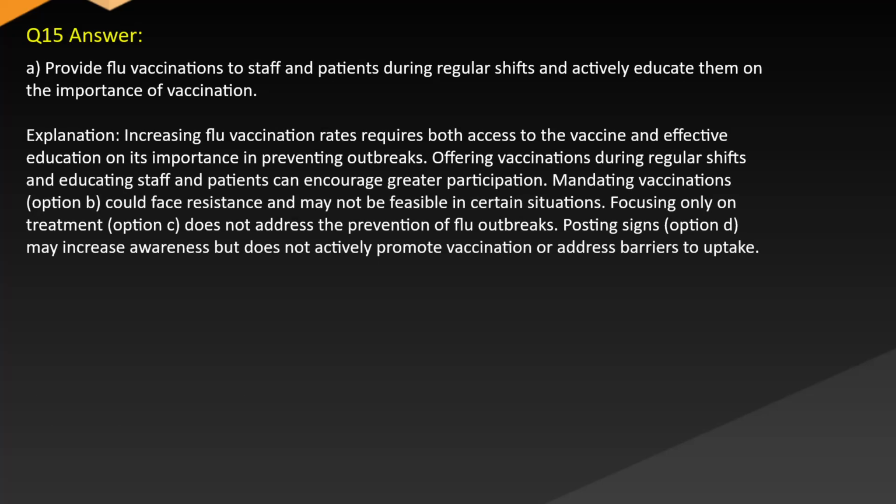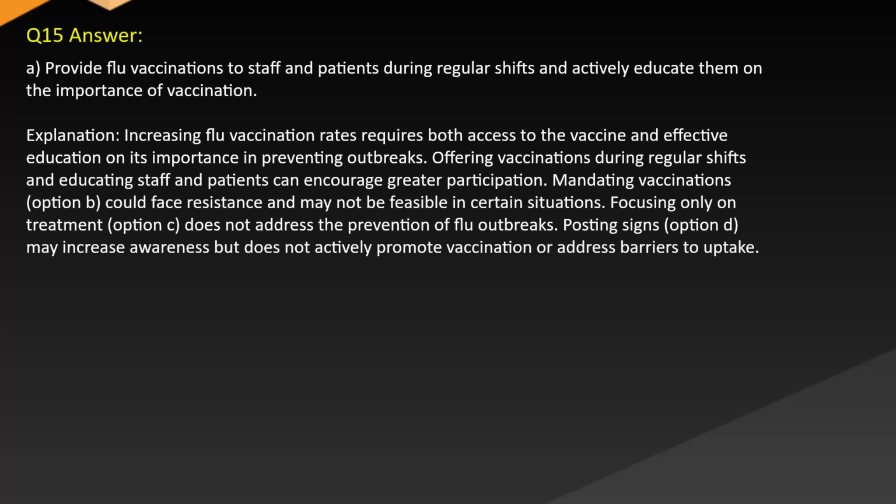Answer: A. Provide flu vaccinations to staff and patients during regular shifts and actively educate them on the importance of vaccination. Explanation: Increasing flu vaccination rates requires both access to the vaccine and effective education on its importance in preventing outbreaks. Offering vaccinations during regular shifts and educating staff and patients can encourage greater participation.